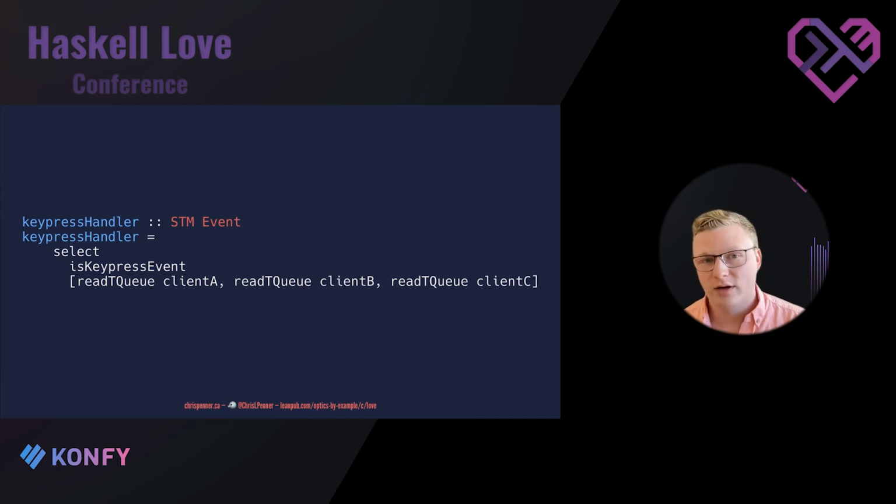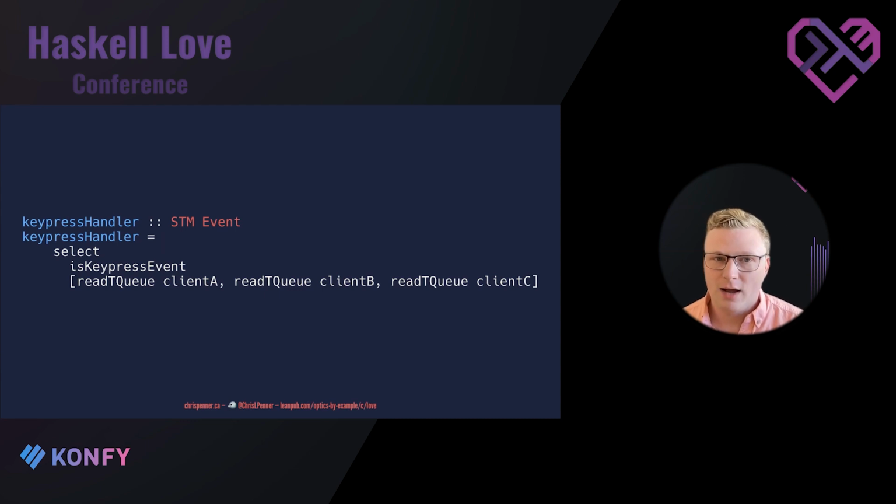If there's not an event there, then that's okay. We'll move on to client B. Okay, so we'll try to read from client B. Oh, we do have an event. Great. Is it a key press event? If it's not, we'll carry on and look for client C. If it is a key press event, then we'll return that event and we can just ignore everything else, right?